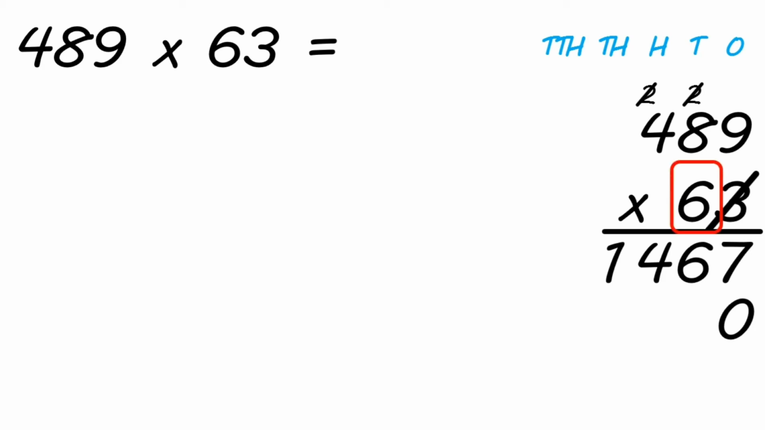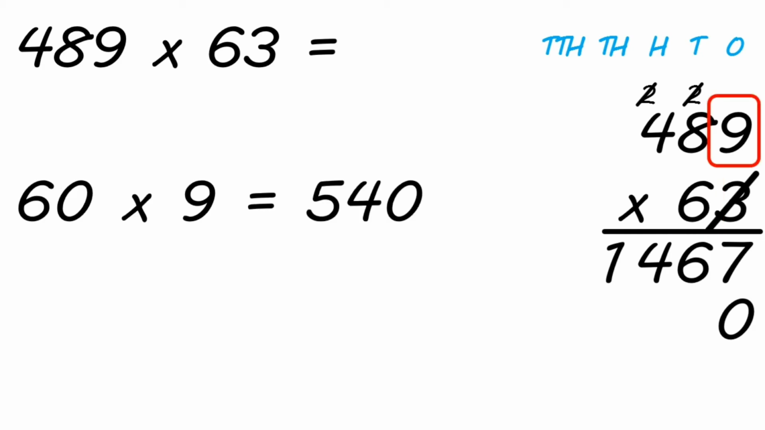So we're going to start by looking at 6 times 9. Remember, it's 60 times 9, so that's 540. So your 4 needs to go into your tens column, and your 5 needs to go into your hundreds column.